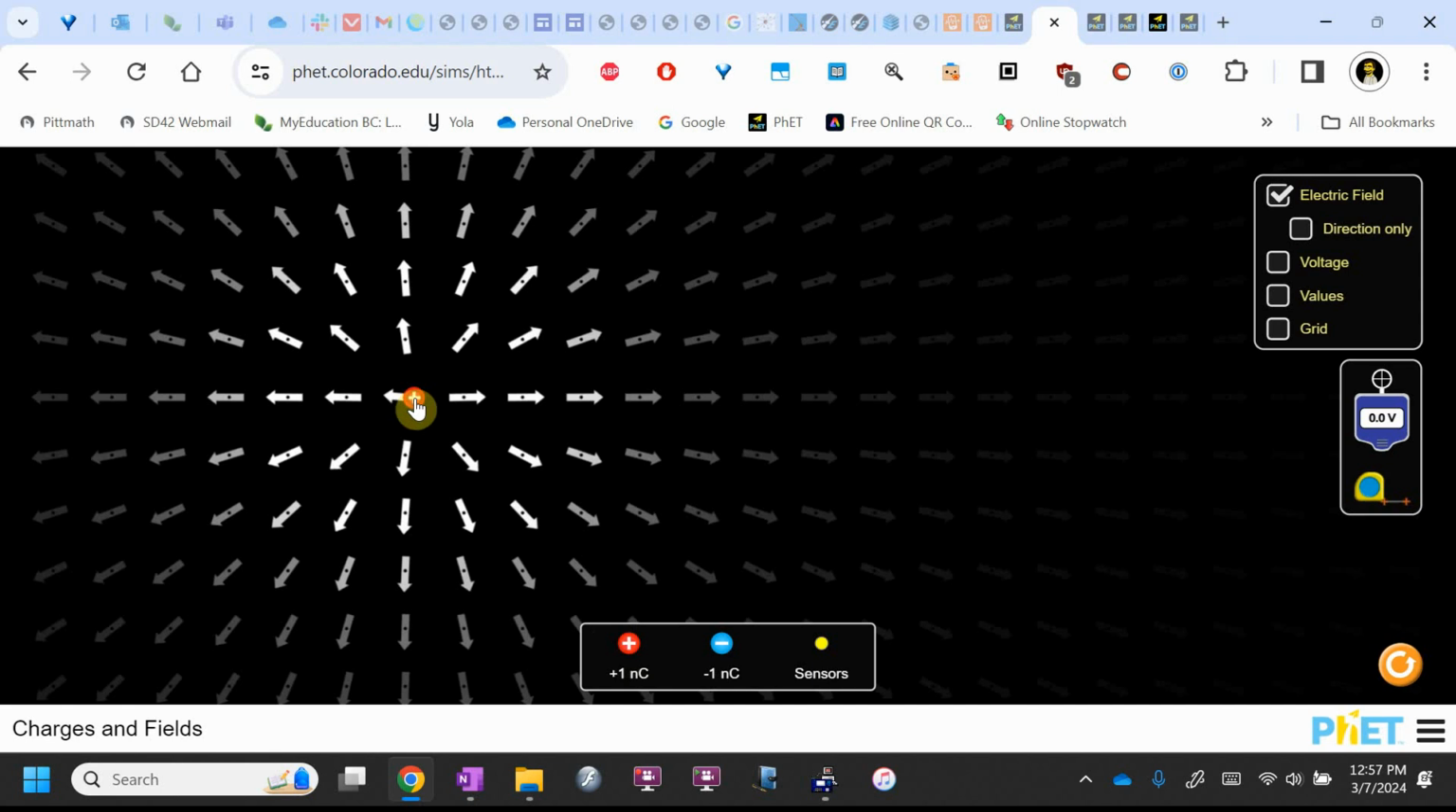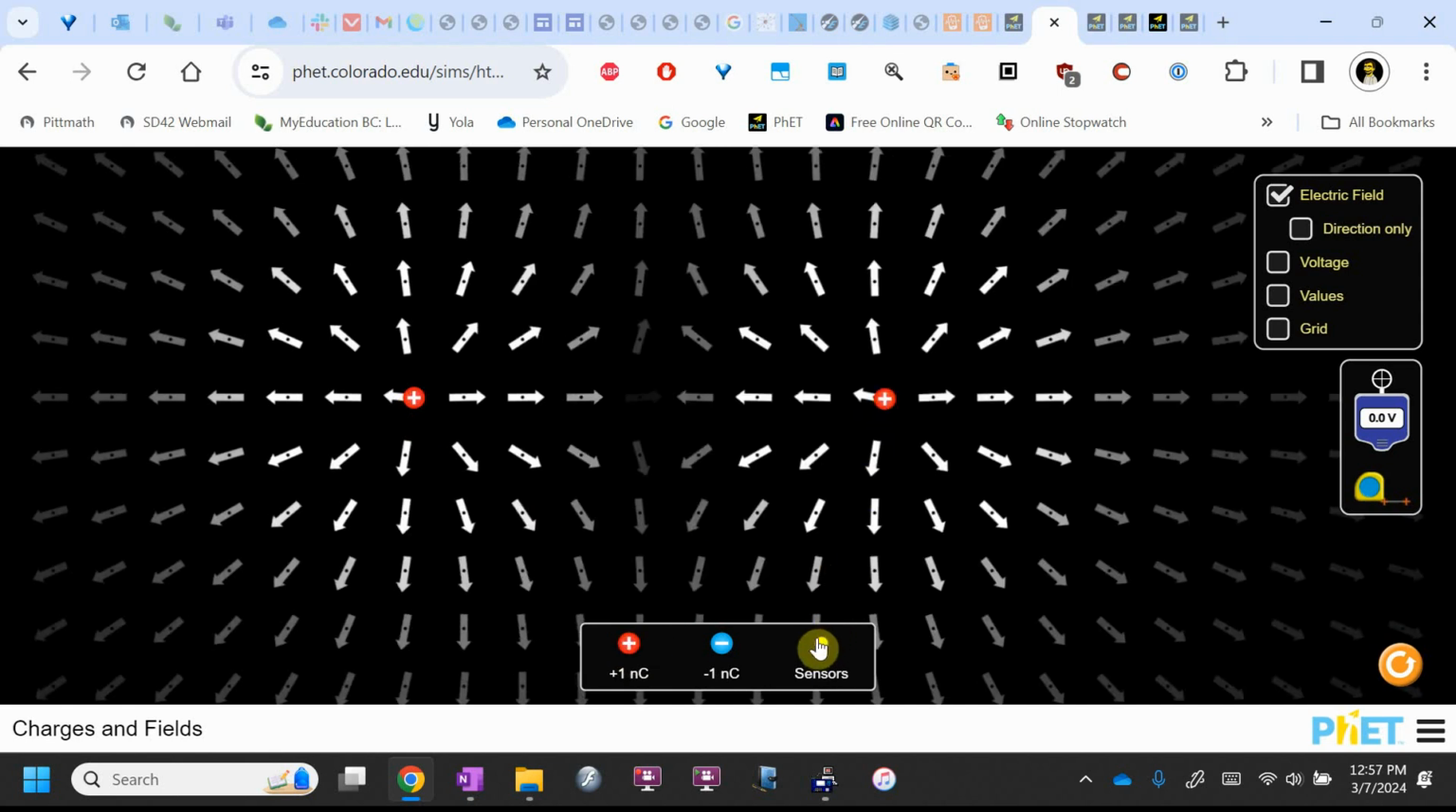So here's a positive charge. Here's another positive charge. What's the electric field right there? Why? Because the one charge is repelling this way, the other charge is repelling this way. They have the same magnitude.